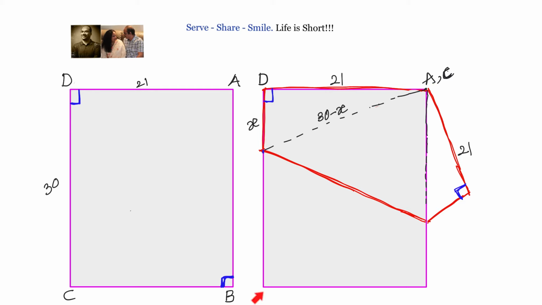So suppose taking coordinates as 0, 0 here, A, C coordinates will be 21, 30. Then we can easily find out the midpoint. Then using the slope formula, point and slope, we can find out the equation of the perpendicular line, and we can substitute x equals 0 in that to find out this length. We can subtract from 30 and we can get x. Remember, we got x equals 7.65 earlier. So let's go ahead and try to solve this using coordinate geometry.